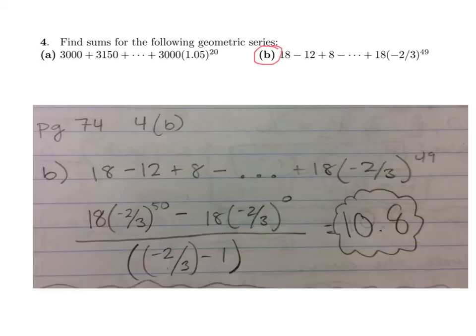So we had number 4, find the sums of the following geometric series, B. And so what we did is we just plugged it into that exponential equation where the first term was this 18, last term this. So we plugged in 18 times negative 2/3 to the 50th, because there are 50 terms, minus 18 times negative 2/3 to the 0 power, divided by negative 2/3 minus 1, and then we got 10.8 as our answer.